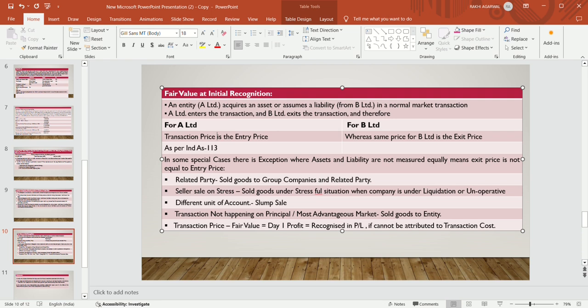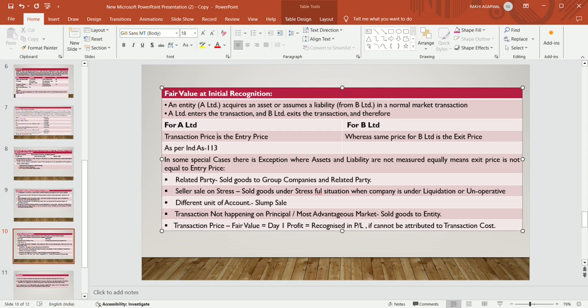A Limited enters the transaction and B Limited is exiting the transaction. Means for B Limited it is the liability which it wants to transfer, and A Limited is acquiring an asset. So for A Limited the entry transaction is there and for B Limited the exit transaction is there. In the normal market condition, for A Limited the transaction price is the entry price because it is entering into the transaction in the normal market situation as per Ind AS 113. For B Limited, the same price is the exit price because fair value is the exit price.